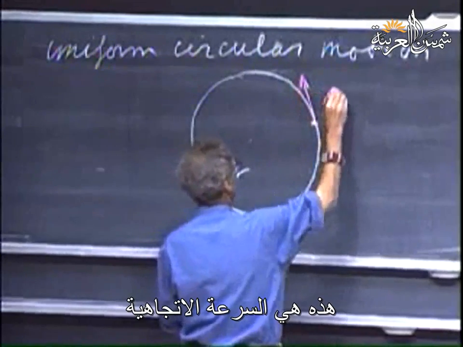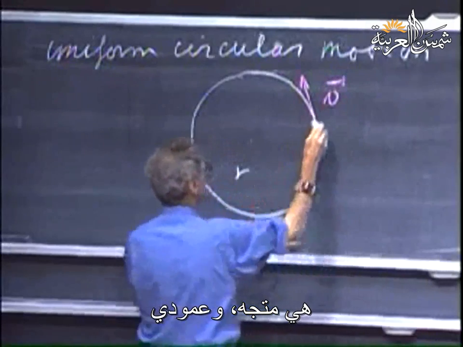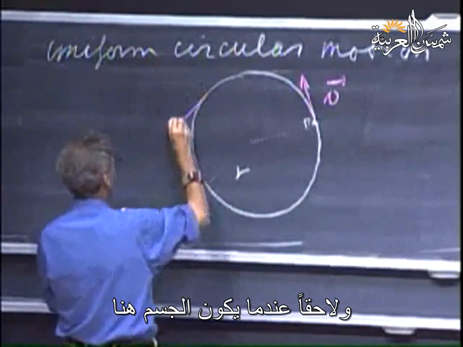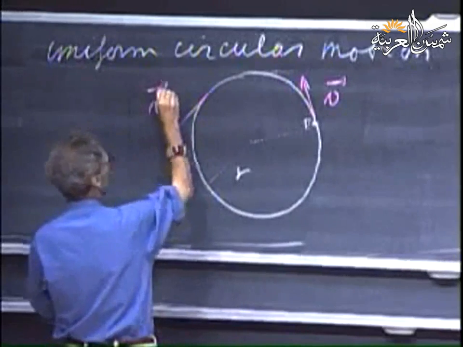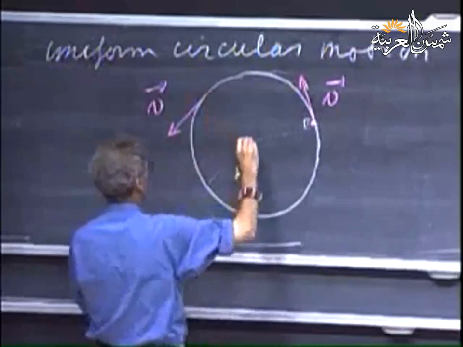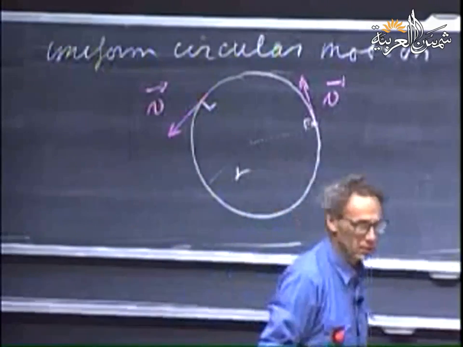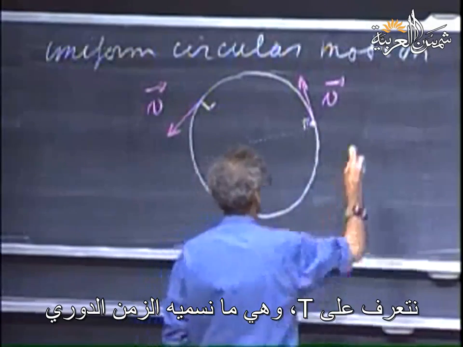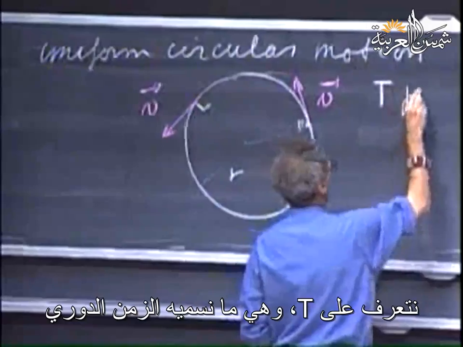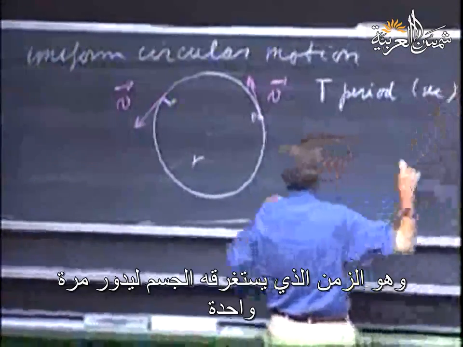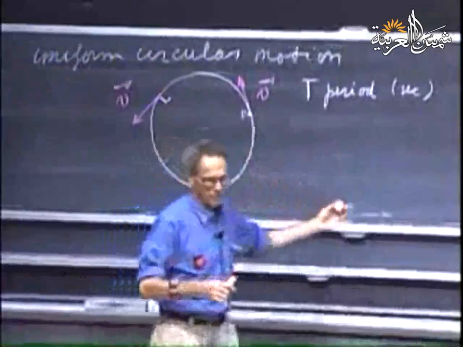this is the velocity, the vector, perpendicular, and later in time when the object is here, the velocity has changed, but the speed has not changed. We introduce T, what we call the period. Of course, it's in seconds, which is the time to go around once.